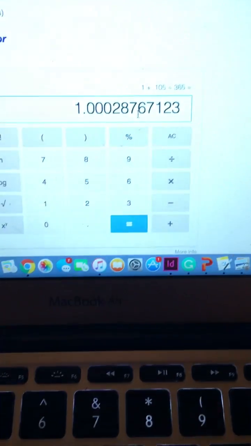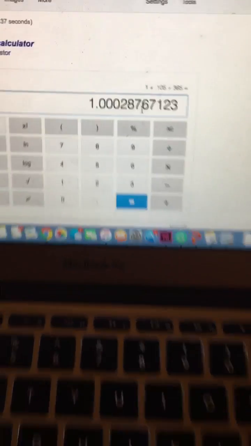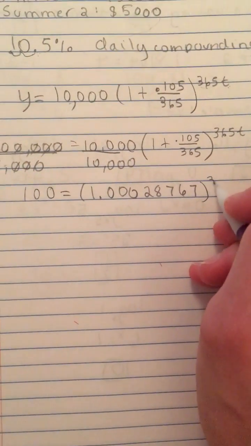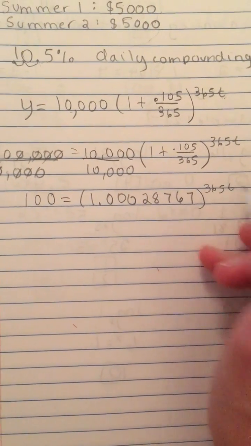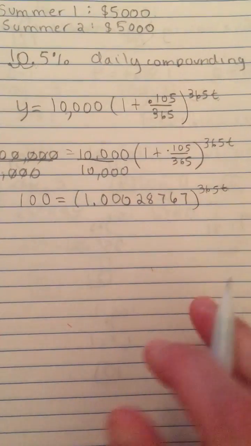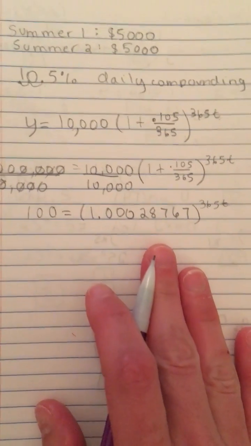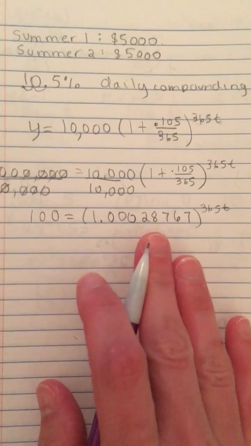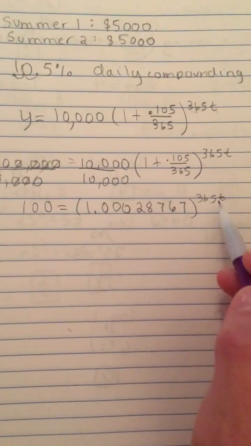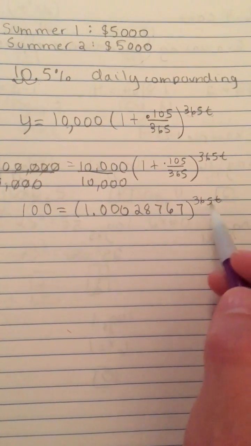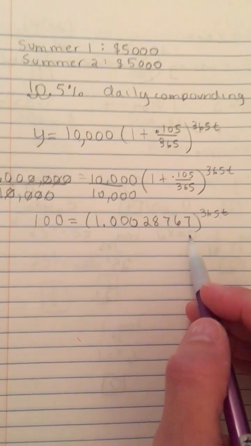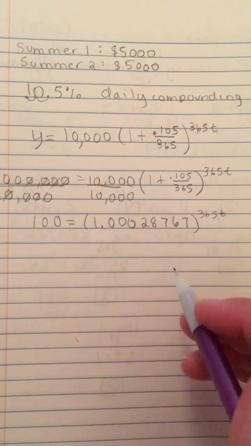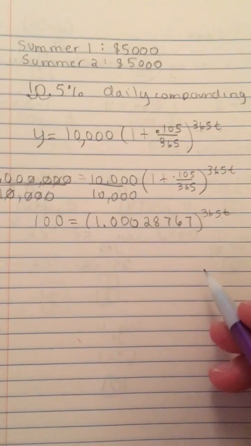Notice how the next number is a 1. I think that's a good place to stop. Okay, so raised to the 365t. What can a logarithm do for us at this moment? Well, a logarithm is going to solve for this exponent. So I can do a little bit of rearranging in this problem to rewrite it in logarithmic form.